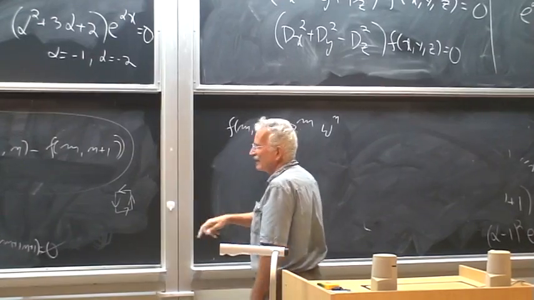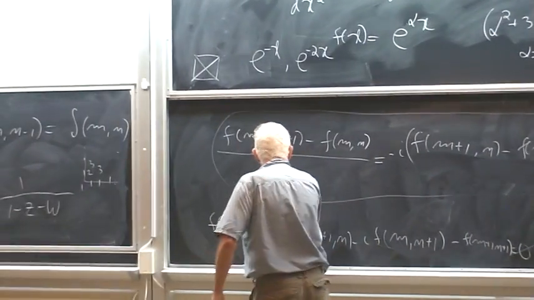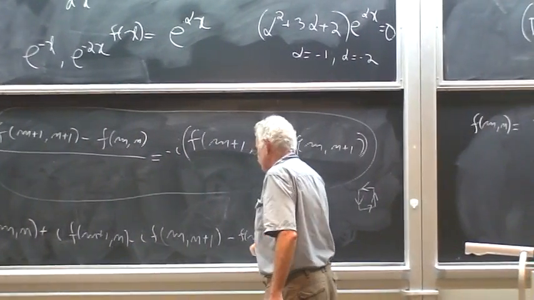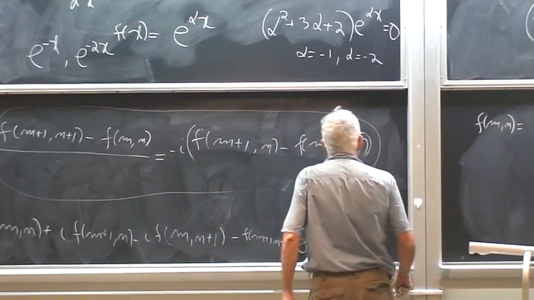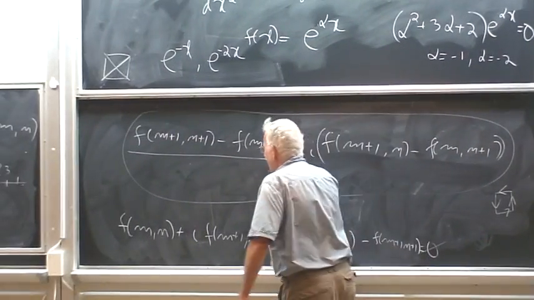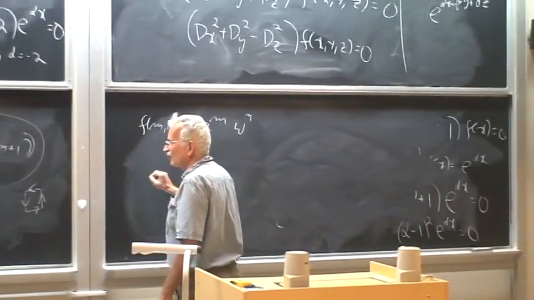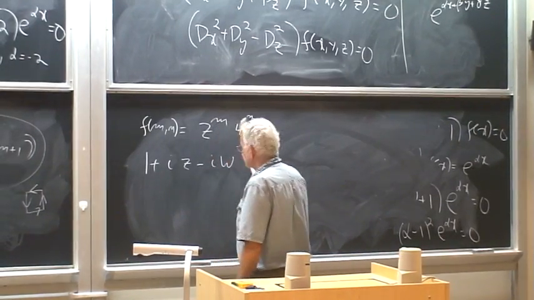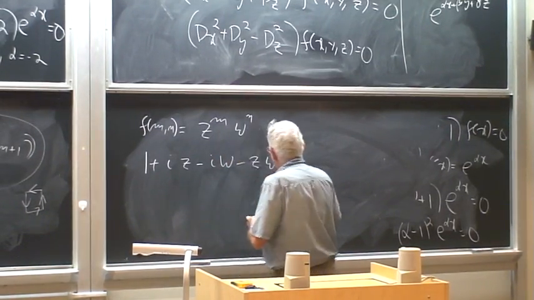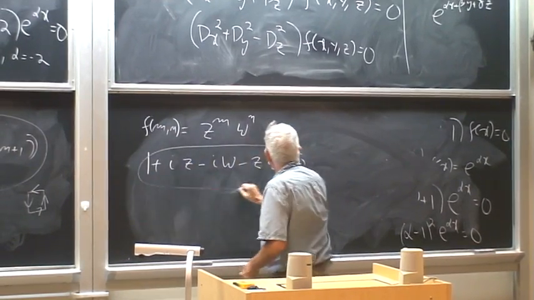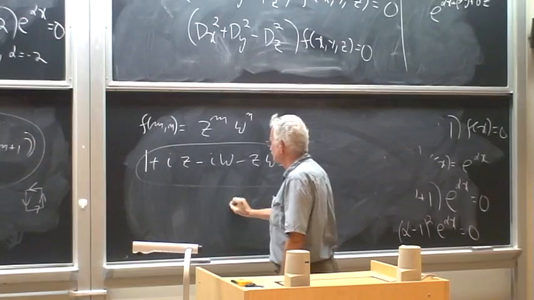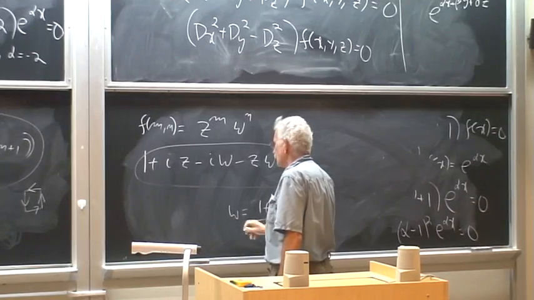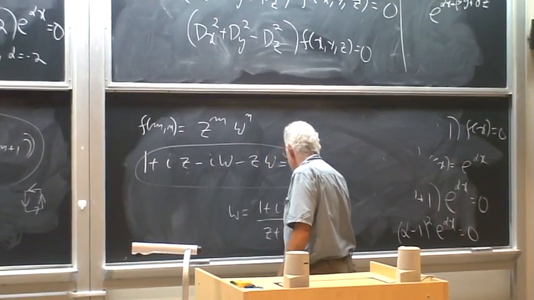You plug it in, and then you get z to the power w n plus I times z to the power n plus 1 w n minus I times z to the power n w to the power n plus 1 minus z to the power n plus 1 times w to the power n plus 1. You take out z to the power n, and you have the condition. This is called the symbol of the operator, minus dw equals 0. Now you solve for w, so you know you have many, many solutions: 1 plus I z over z plus I.